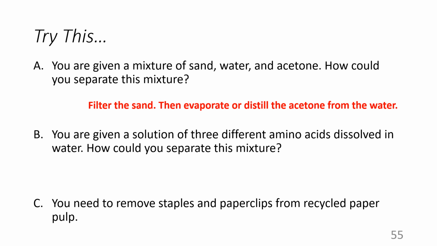What if you're given a solution of three different amino acids dissolved in water? How could you separate that mixture? Now that we have three different solutes, a good way to do it would be chromatography, or maybe even electrophoresis. What if you need to remove staples and paper clips from a recycled paper pulp? Because the staples and paper clips are typically made of steel or iron, they could be separated by magnetic separation.